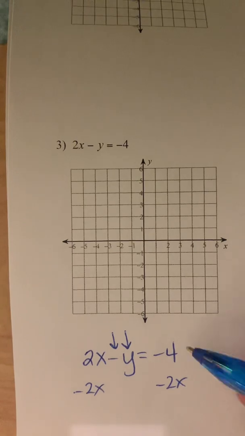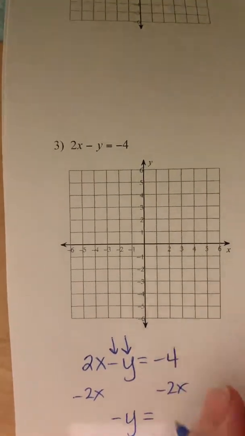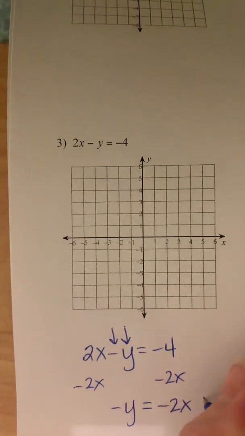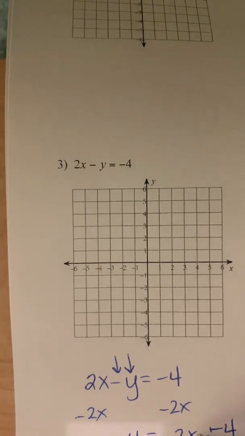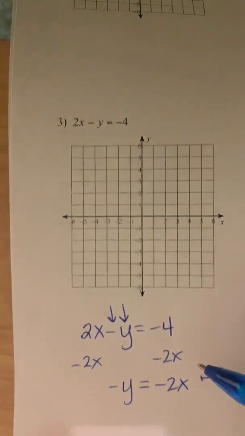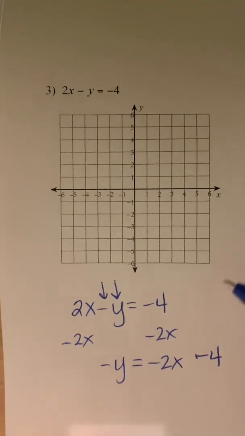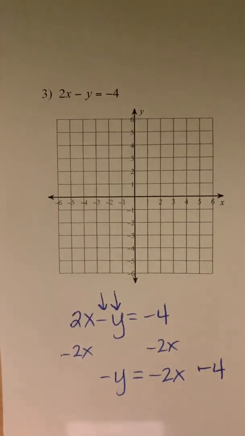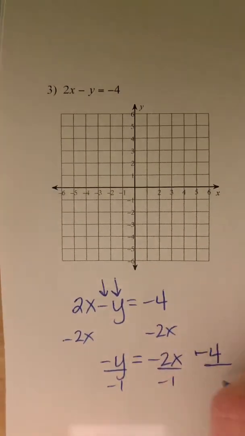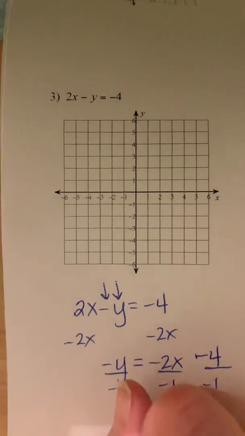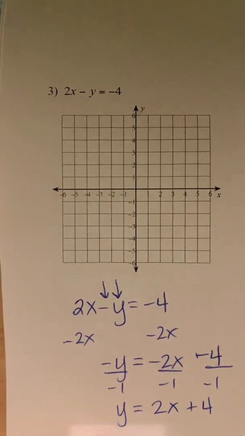These are not like terms, so I cannot combine them. Okay, so I have a -2x minus 4. It's habit for me to put the x first. You don't have to, but in a couple of days, it will be helpful to you to leave that x first. There's a -1 in front of the y, so I have to divide everything by -1. So y equals 2x plus 4.